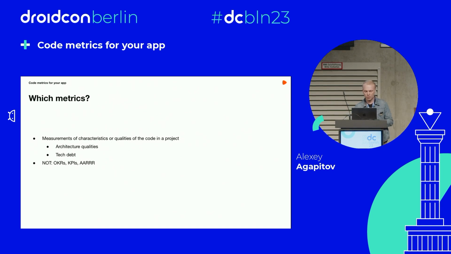Which metrics do I mean here? Metrics in this context are measurements of characteristics or certain qualities of your project. These could be certain architecture qualities, like modularity, scalability, and so on. Or you might be more familiar with the metrics of tech debt. There is a lot of existing static analysis in the industry which just traverses through your code base, collects maybe security issues, maybe code smells, and then gives you insights: how much time it would take to resolve all those issues, or how many of them you have, and how you are progressing in resolving those.